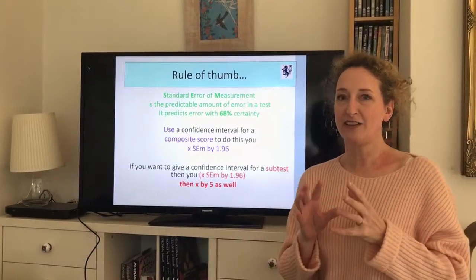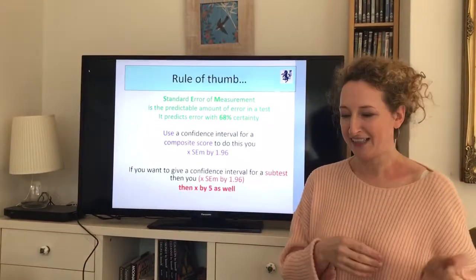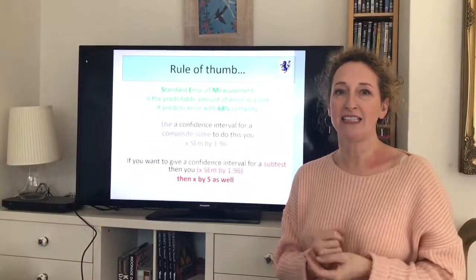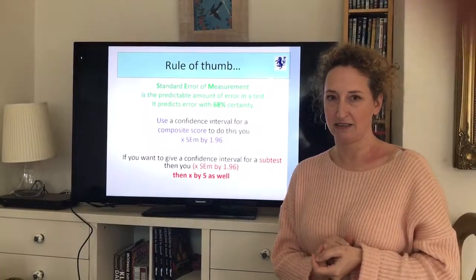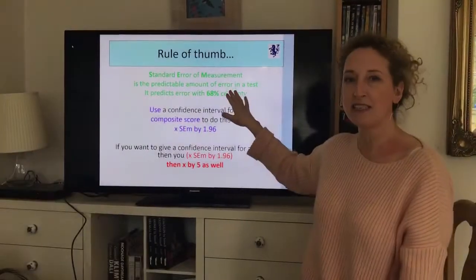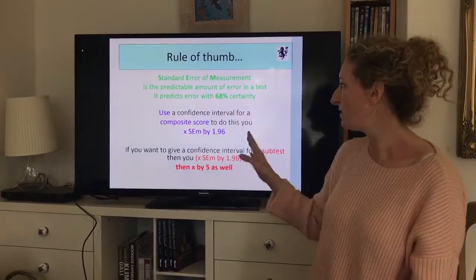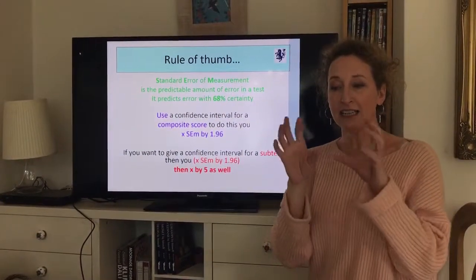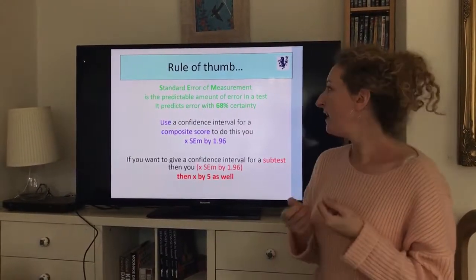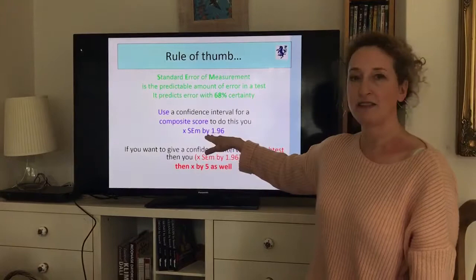Right, so I'm going to try now and describe the bit we've kind of dreaded, that standard error of measurement and the calculation. Now, your rule of thumb is confidence intervals are related to the standard error of measurement. The standard error of measurement is the predictable amount of error in a test, and it predicts error with 68% certainty. But we don't want 68% certainty, we want 95% certainty. So there's a little equation, a little sum we can do that is SASC approved. And that is, we can times the standard error of measurement by 1.96.